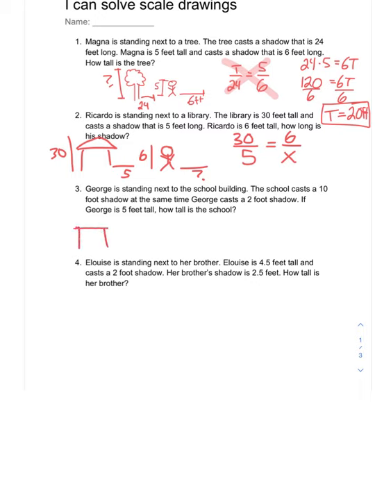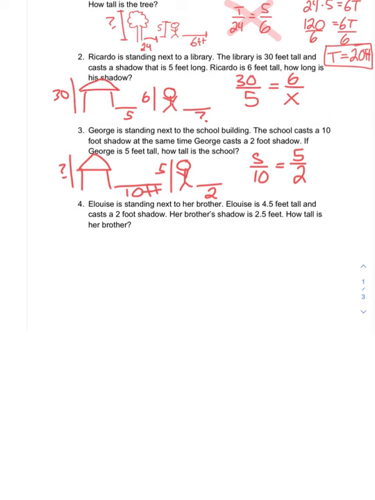Okay, so now we have our building, and we want to know how tall it is. We know its shadow is 10 feet. We know George is 5 feet tall, and his shadow is 2 feet long. So we're going to set up the school over 10 equals George's height over his shadow, 2 feet long. So you solve for S.